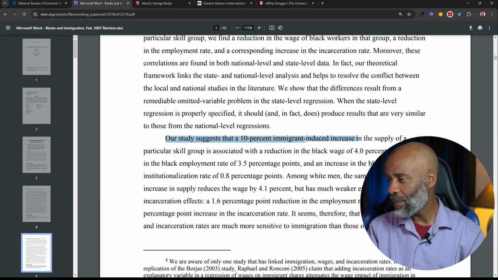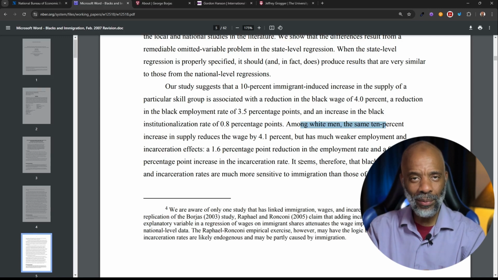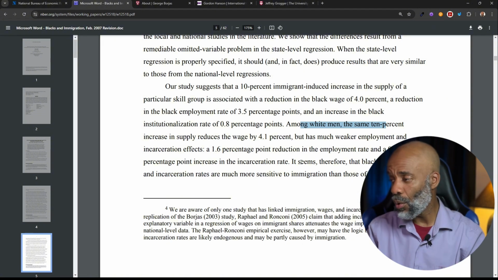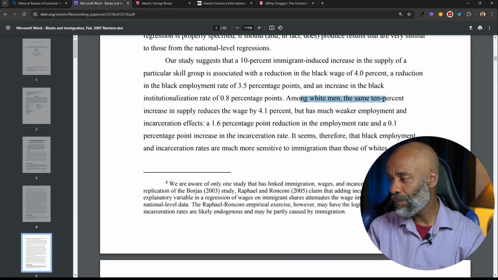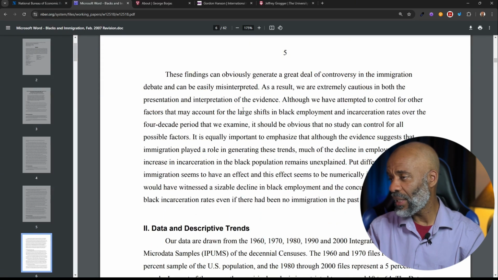We talked about the 10% immigrant-induced increase reducing the black wage. We talked about that already. Now, it also affected white men, but obviously by a much, much smaller degree, because as we pointed out, only 16% of the white population is in service occupations, is in quote-unquote low skilled. Okay, it seems therefore that black workers are much more sensitive.